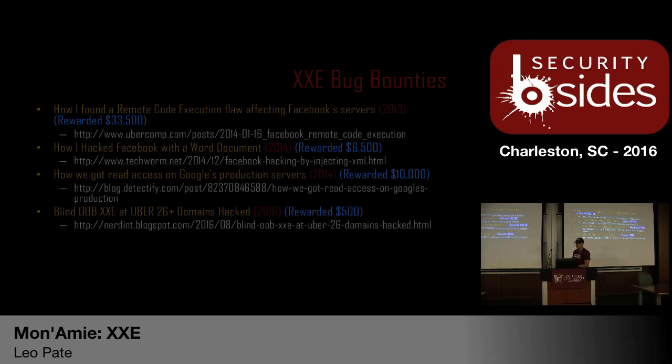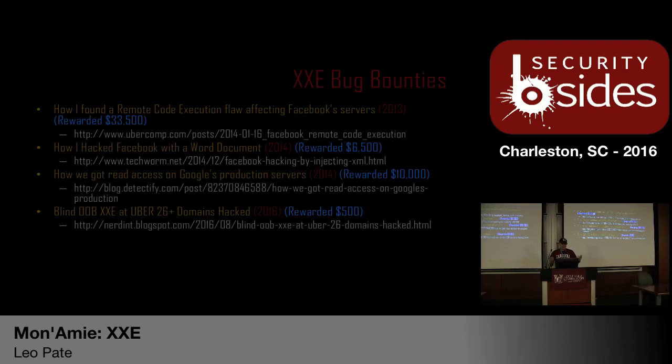So the next part is bug bounties, right? This is a pretty hot topic, and it's pretty easy to find in bug bounties. The first one, I don't know if you can read it, says how I found a remote code execution flaw affecting Facebook servers in 2013. This guy was awarded $33,000 from Facebook for finding this vulnerability, just one vulnerability.